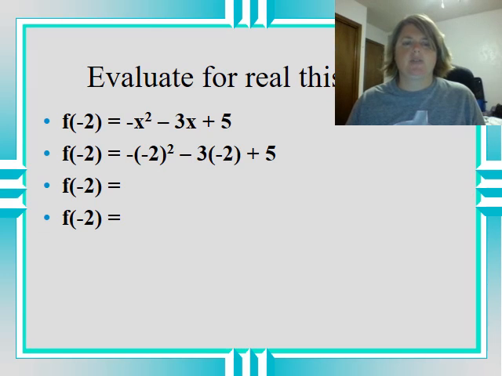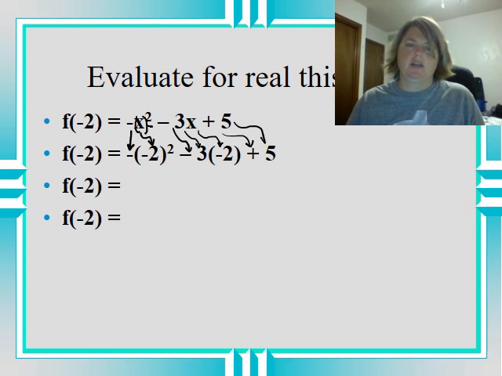F of negative 2 equals negative x squared minus 3x plus 5. Notice that the negative stayed in the same place. Where the x was, we put a negative 2. There was a squared. This guy has a squared. We bring the negative down. We have the 3 down, and then instead of putting an x, we put negative 2, and then we bring the plus 5 down. So the only thing that changes is where the x's were. And then you just solve it.